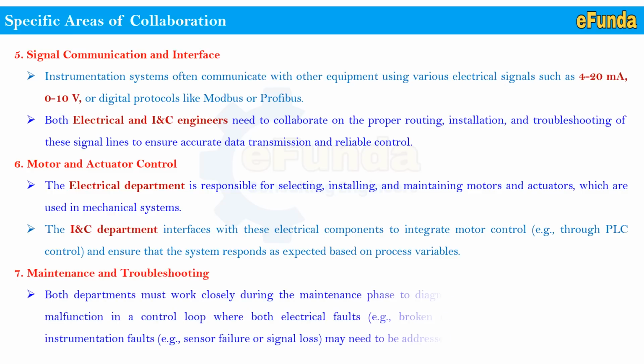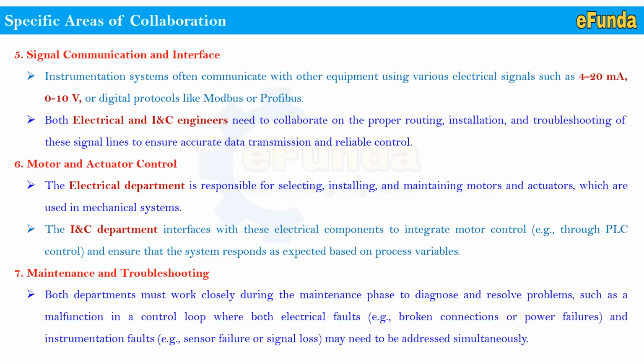Seventh, maintenance and troubleshooting. Both departments must work closely during the maintenance phase to diagnose and resolve problems, such as a malfunction in a control loop where both electrical faults, for example broken connections or power failure, and instrumentation faults, for example sensor failure or loss of a signal, may need to be addressed simultaneously so as to get a better maintained and efficient system.